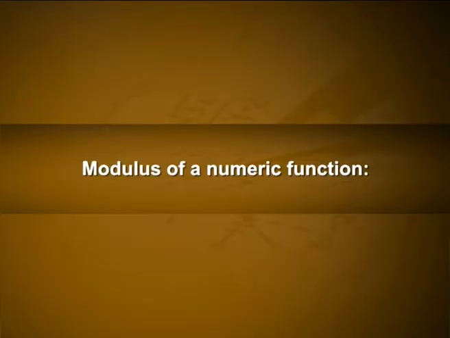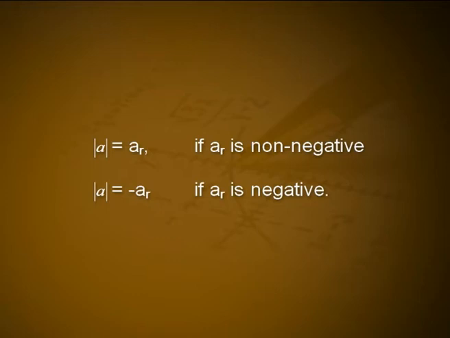Scaled version. Let a be a numeric function and k be a real number. We use ka to denote the numeric function whose value at r is equal to k times a(r). The numeric function ka is called the scaled version of a with scaling factor k. Modulus of a numeric function. Let a be a numeric function, then the modulus of a, denoted by |a|, is a numeric function defined as |a|(r) equal to a(r) if a(r) is non-negative and minus a(r) if a(r) is negative.